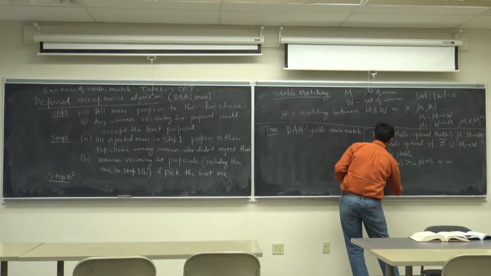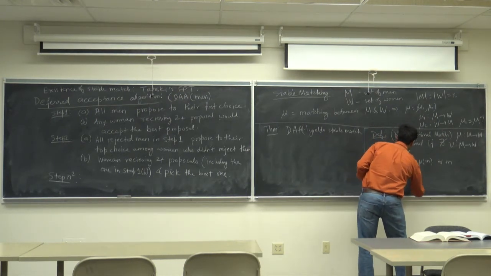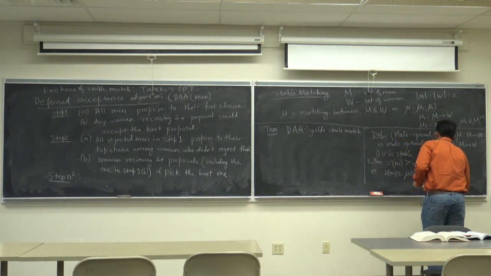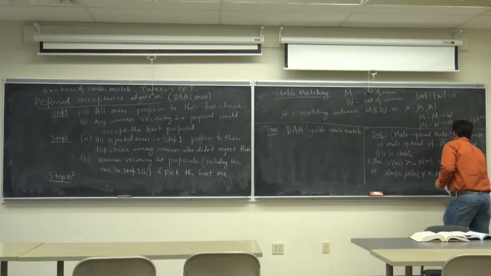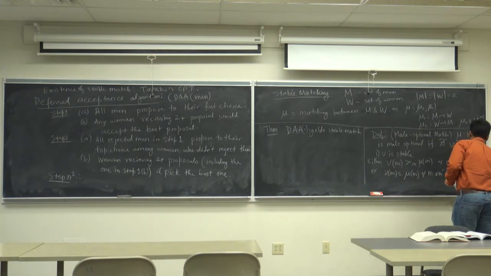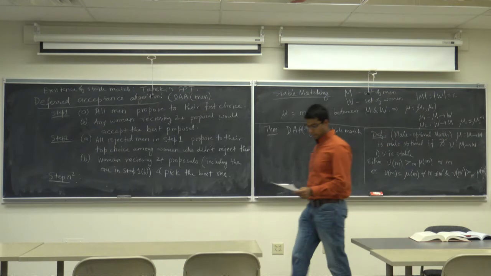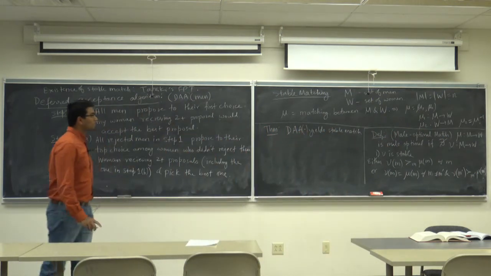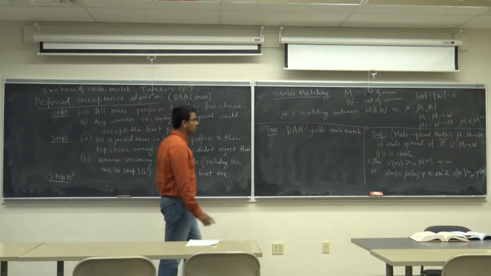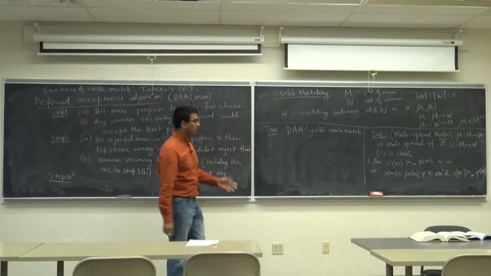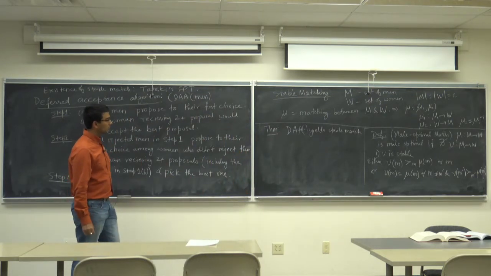Or, nu(m) equals mu(m) for all m not equal to m prime, and nu(m prime) strictly prefers the new match as compared to the old match. So it's a male optimal match. There is no other stable match which will yield a better match for all the males in this particular system.